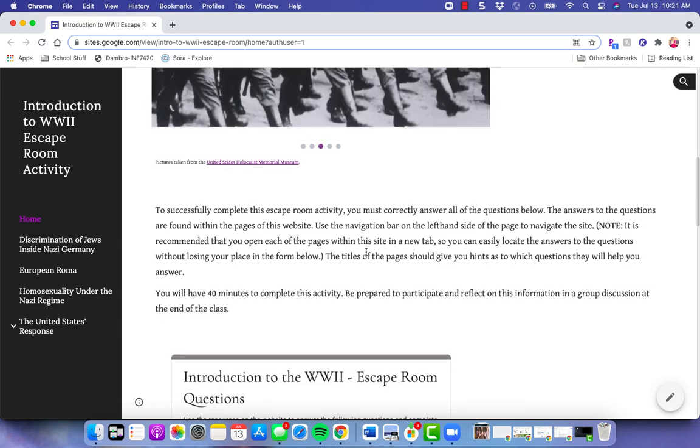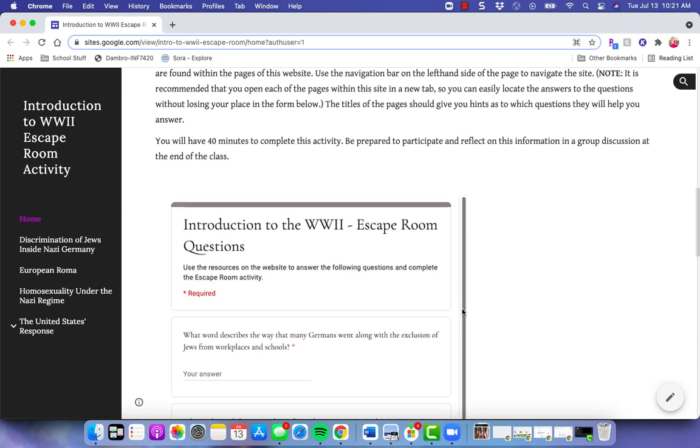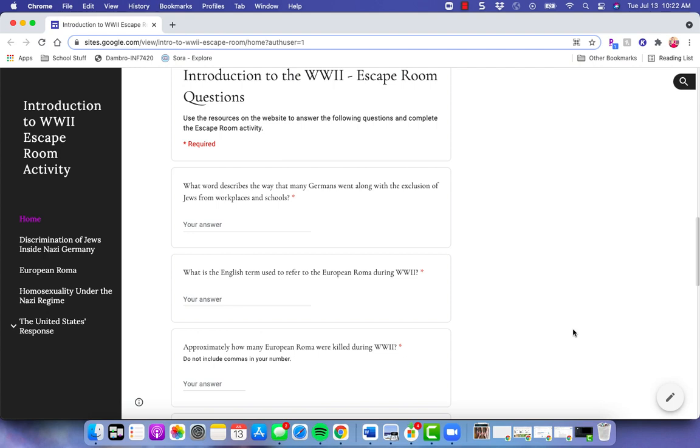The directions continue beneath the pictures, and below that is the escape room form where students will answer all the questions. Now, escape rooms function like a puzzle, so the students will have to get the answer exactly as it needs to be typed. So if it's a number, the exact number that they're looking for. If it's a word, the word needs to be spelled correctly and capitalized correctly as well in order to move on. Again, the menu bar on the left-hand side of the screen will help the students navigate through the website to answer the questions. They're very clearly titled to give the students an idea of where to look for each question.